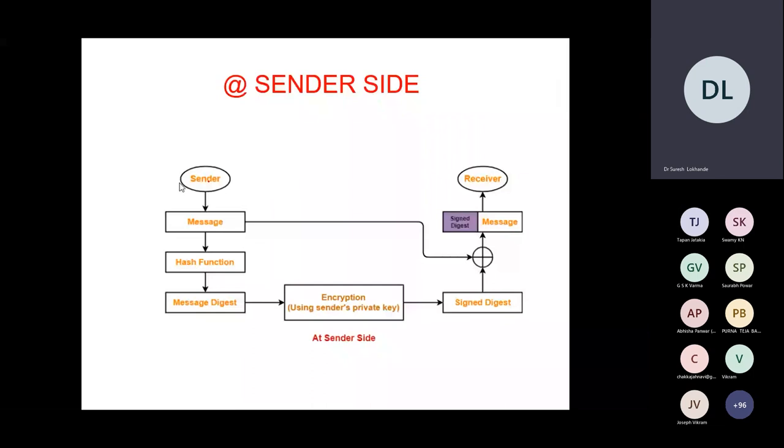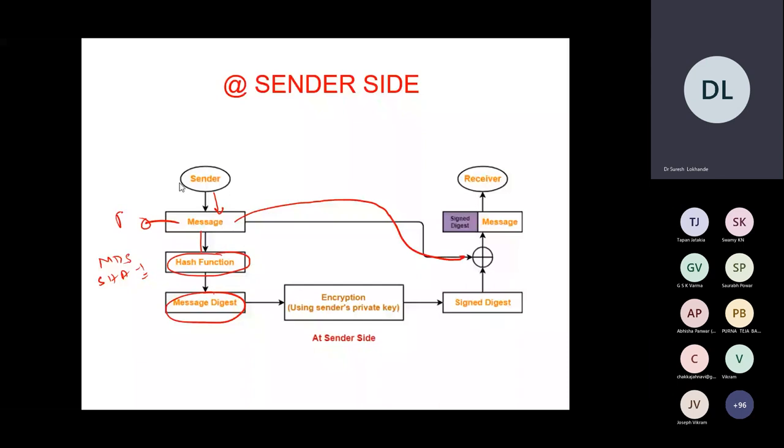Now let us look at the notation here. The sender takes the message. One copy of the message goes here, and we need to have a signed digest. So another copy has the hash function applied, which could be MD5 or Secure Hash Algorithm 1; different versions are there. Then we make the message digest. According to the previous notation, this part I called P, because the hash function is applied. Then this part we call MD of P.